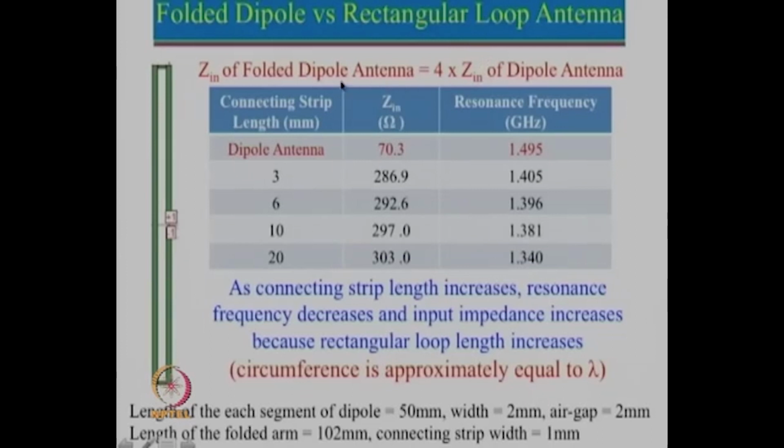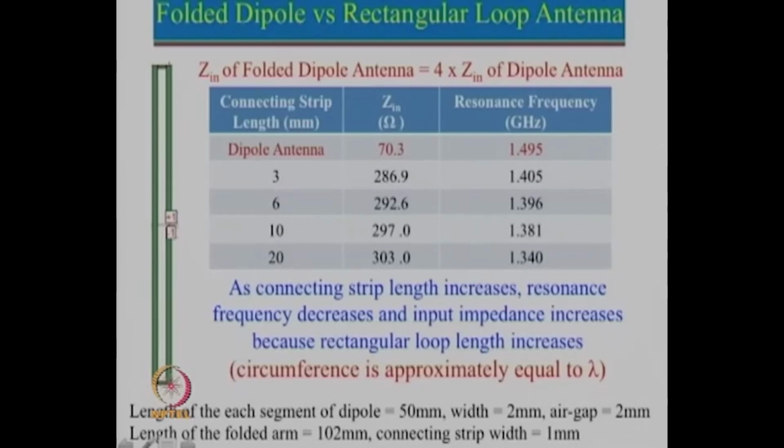Now, when we looked into this folded dipole antenna, that particular equation does not say anything about the length of this connecting strip here. So, what we have done here is use it as a variable. We have taken the connecting strip length here as 3, 6, 10, 20, and the width of the connecting strip has been taken as 1 mm.